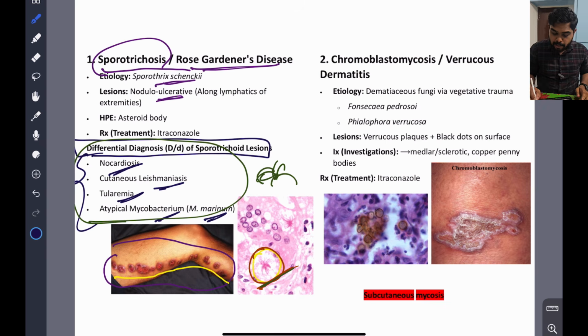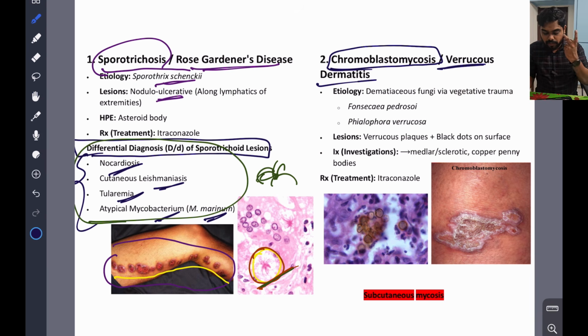It is nothing but chromoblastomycosis, also known as verrucous dermatitis. Chromoblastomycosis, or verrucous dermatitis, is caused by dematiaceous fungi via vegetative trauma. In the history there is a trauma. A farmer in the land got a trauma, and he developed lesions like verrucous plaques with black dots on the surface. So that is the key.